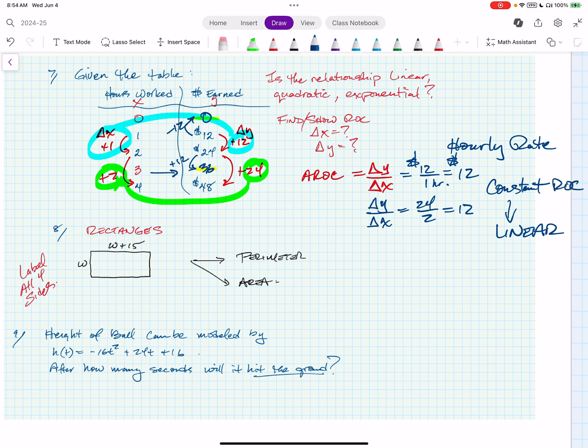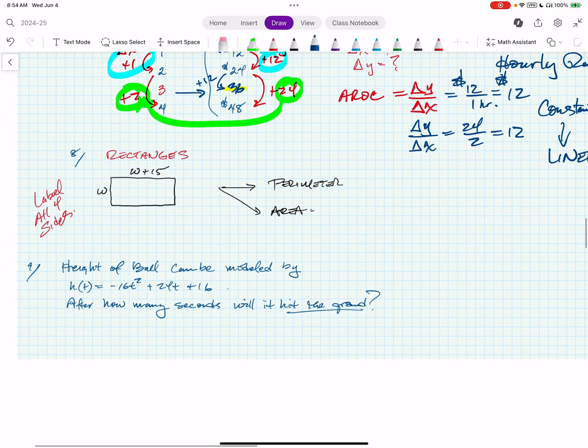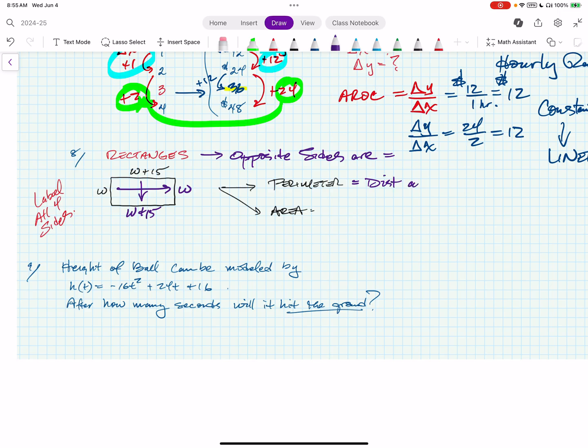Okay, let's see, number 8. Okay, if they give you a rectangle, then they ask you the perimeter and area. Well, it's actually a very, very simple question. We know in rectangles that the opposite sides are congruent, okay, or equal. Okay, so here the length is also w plus 15, and then the width straight across is the same as w. The perimeter is the distance around the figure.